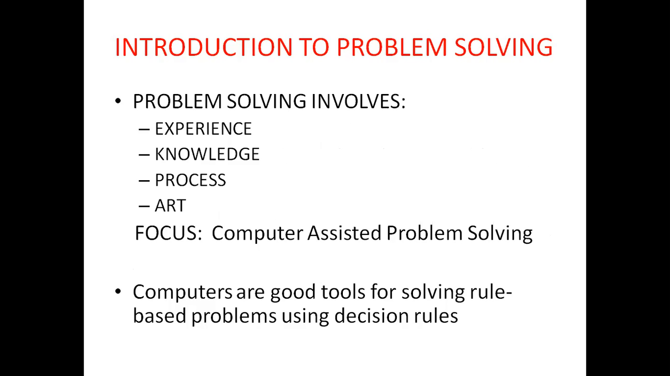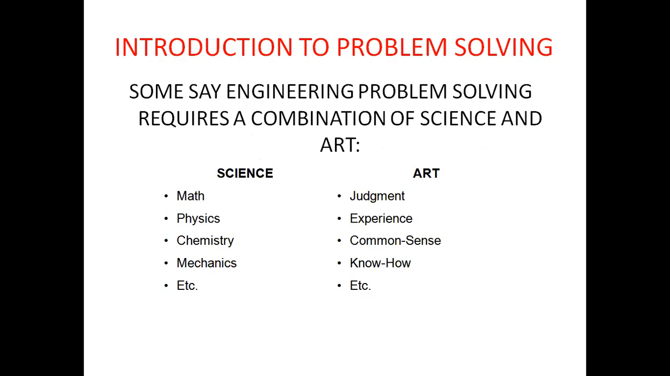Computers are good at solving problems, and computers have their own software. That software is used to solve your problem. Some kinds of engineering problems require science and some say they require art. But for an engineering problem, we require a combination of science and art. Both are very essential and very useful to solve the engineering problem.